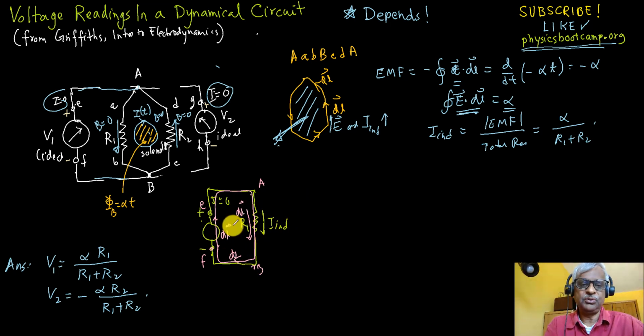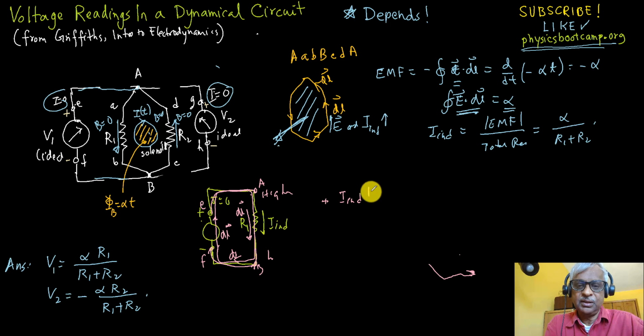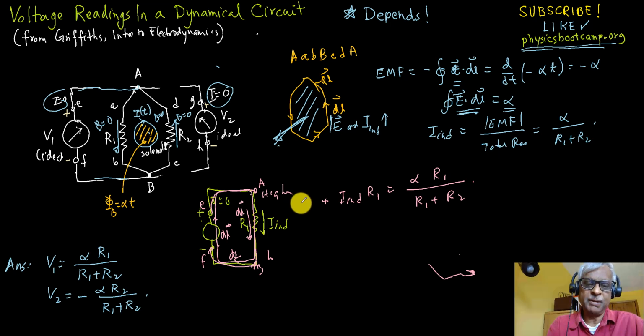now here there is no magnetic flux going through here, so you can just do V equals IR. If you can see the current is going this way, then this is at a higher voltage, and this lower. This is because there's no changing magnetic flux through this. So this will have a positive reading and this will be a negative reading. So this is going to be plus I induced times R1, and so this is going to be alpha R1 over R1 plus R2. So this will be the reading, okay?